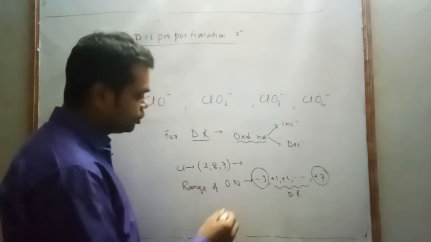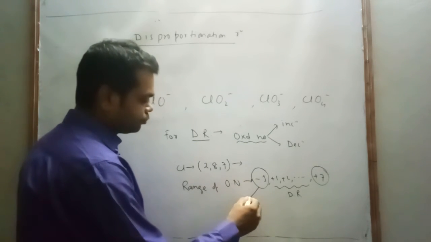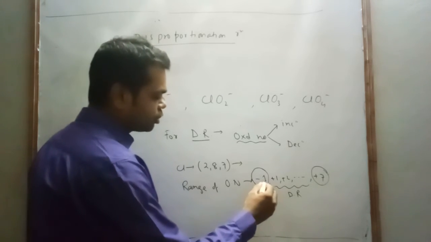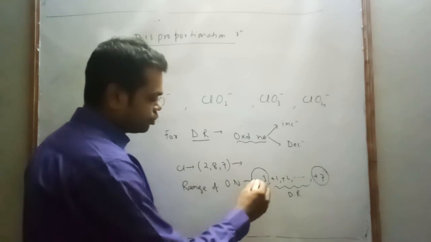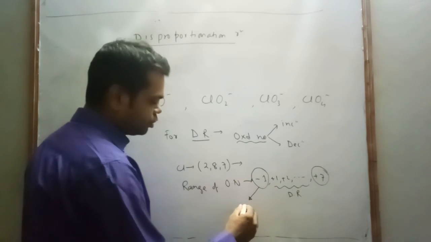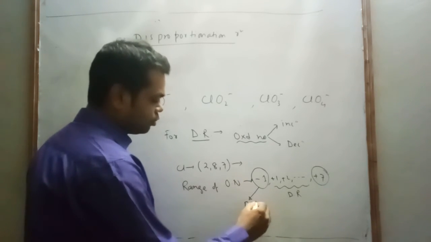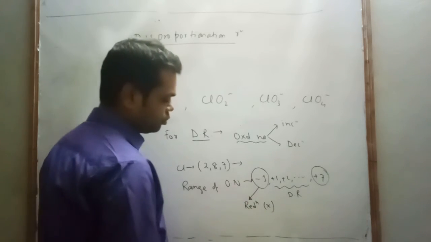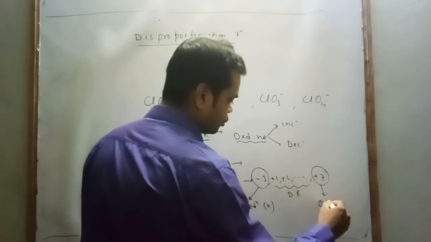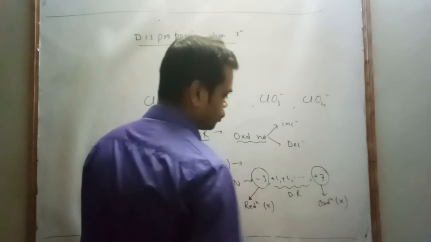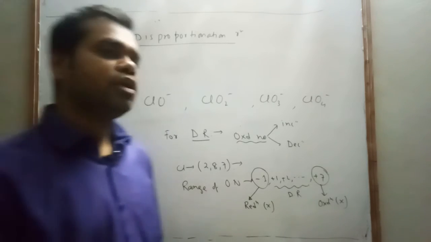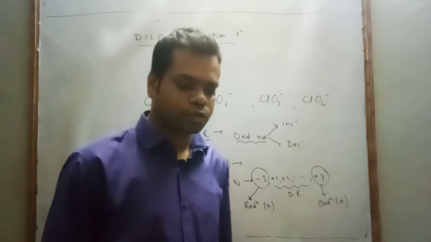Now why this one, -1? From -1 we cannot go to -2. So this one does not undergo a disproportionation reaction, because reduction is not possible. And this one does not undergo a disproportionation reaction, because oxidation is not possible. So the two extreme oxidation numbers of any element do not undergo a disproportionation reaction.